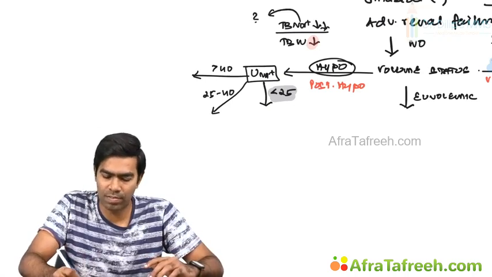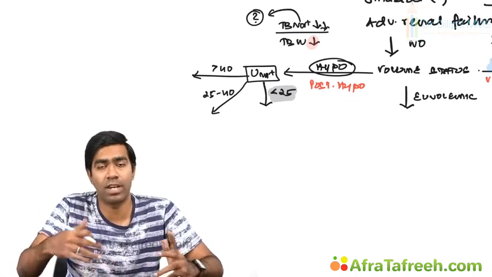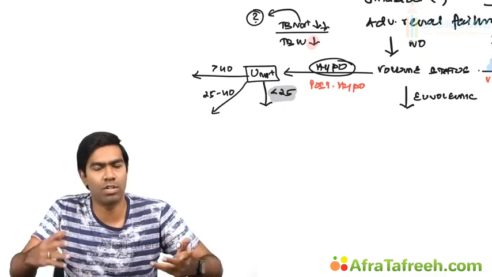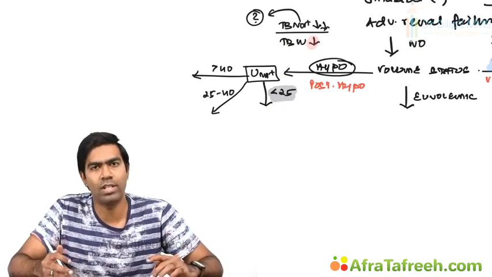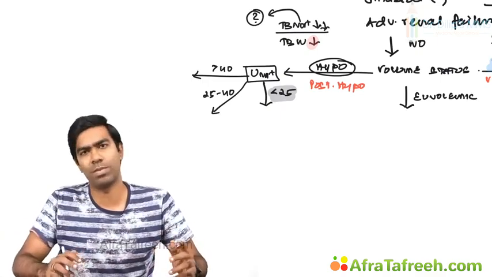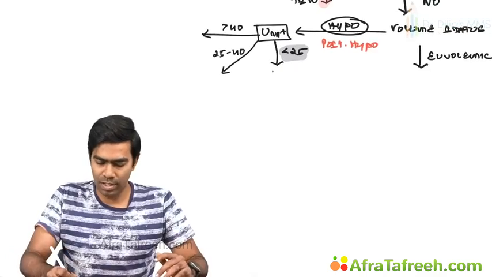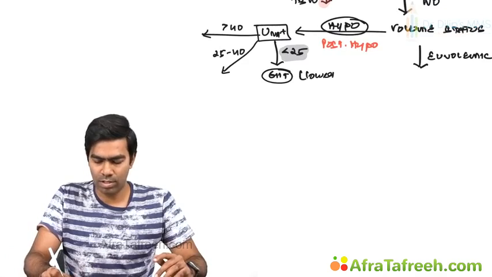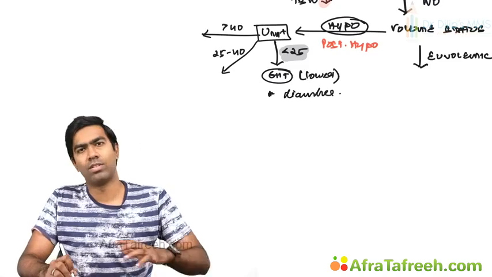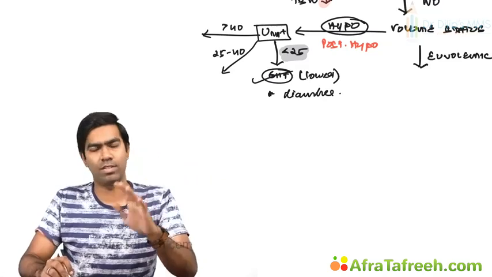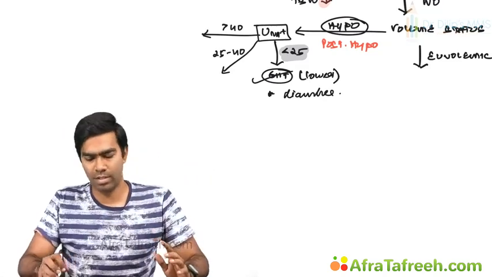But my question is where you are losing this total body sodium. Suppose you are losing it in the kidney, then the urinary sodium must be high. If you are losing it in the GIT, the kidneys will try to conserve the sodium, so the urinary sodium must be low. So usually we think about gastrointestinal causes, typically lower gastrointestinal causes like diarrhea, pancreatic causes, fistula, enterocutaneous fistula. Usually it's a lower GI cause.